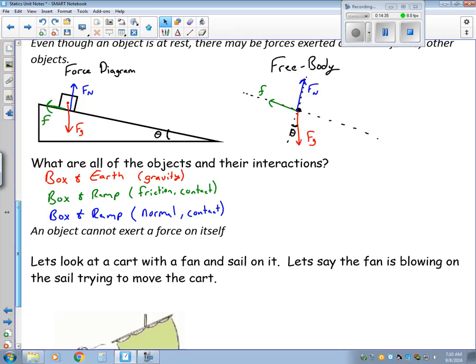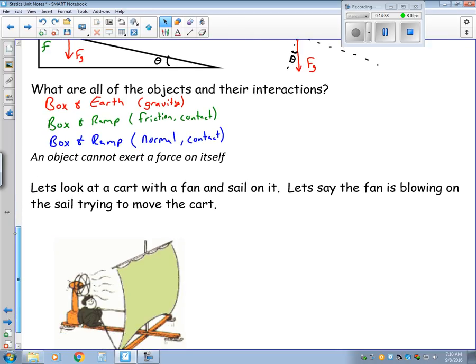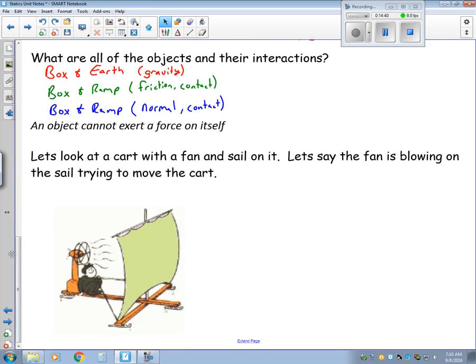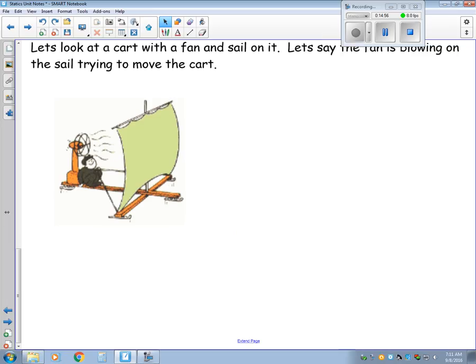Now, an object cannot exert a force on itself. So this is a classic example. Every kid has this idea. They say, hey, if I put a fan on my cart and put up a sail, I'll provide my own breeze to make my cart work. But let's take a look at this.